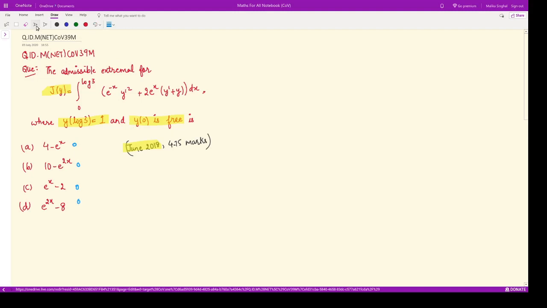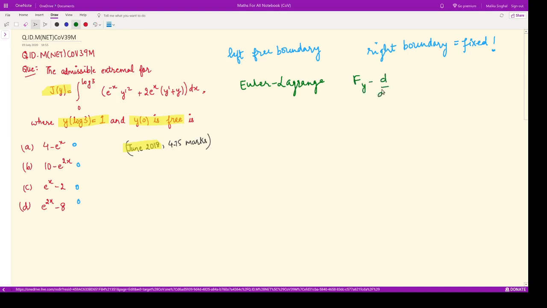So this question is different from the ones we are solving earlier. Here you have the left boundary as free, a left free boundary, and the right boundary in our question is fixed. So for solving such a question, what should be our approach? Firstly, we should solve the Euler-Lagrange equation, which is the necessary condition to get extremum. That is f of y minus d dx of f y dash is equal to 0.